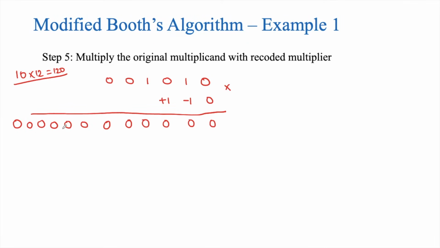It is not just this; we have to append 0. Whatever bit is here, we have to replicate the same bit here. Okay. So this is the first step.